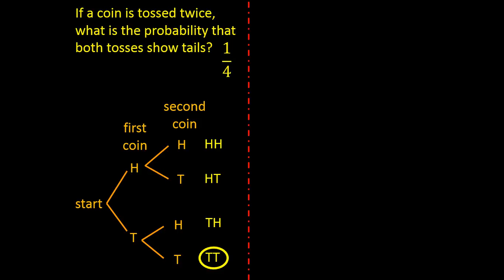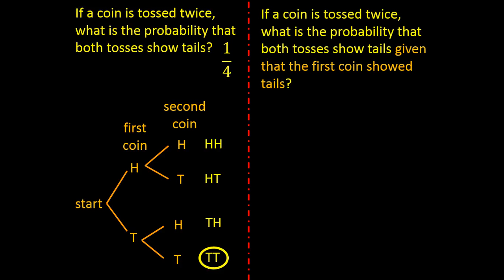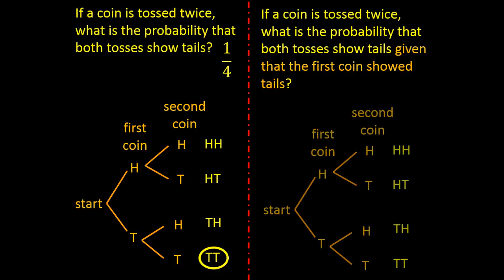So let's change this problem just a little bit to see how knowing additional information changes the probabilities. What if we say, if a coin is tossed twice, what is the probability that both tosses show tails, given that the first coin showed tails? The additional information we now know is that the first coin, after we tossed it, was already a tail. So how does that affect what we know?